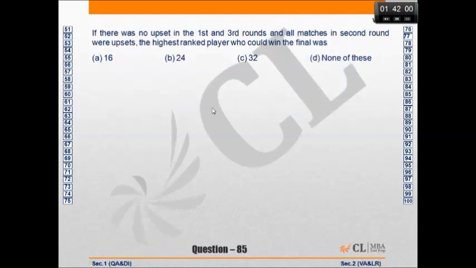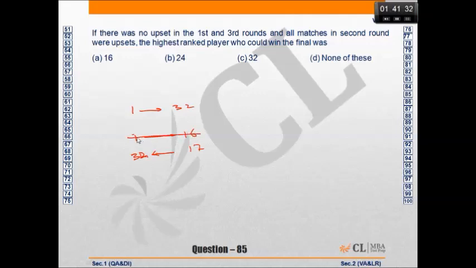Question 85. If there was no upset in the first and third rounds, and all matches in the second round were upsets, who could be the highest ranked player to win the final? No upset in the first round means ranks 1 to 32 will make it, so 1 to 16 will play here, and this will be 17 to 32. 17 to 32 will play this way, and they are upsets.